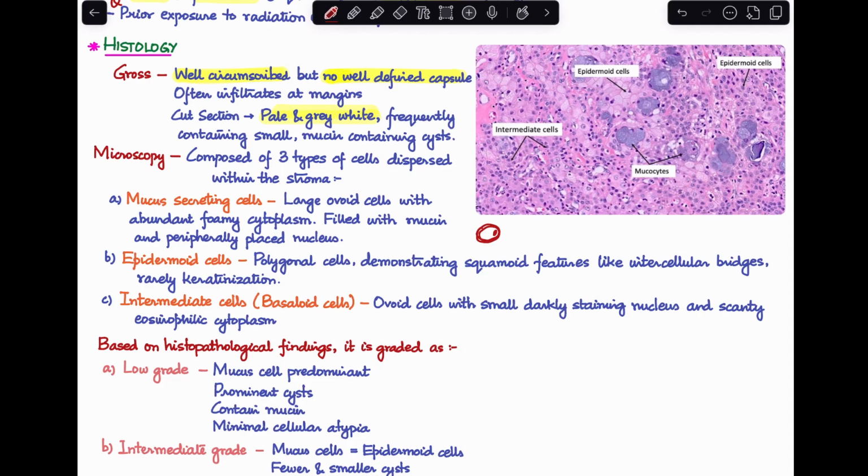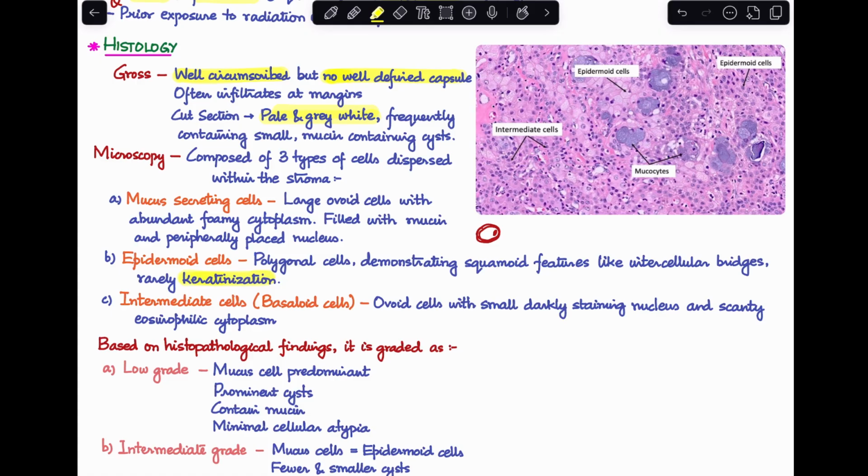Next is epidermoid cells. These cells are polygonal cells and they have squamoid features like intercellular bridges. And sometimes you can even see keratinization in these cells.